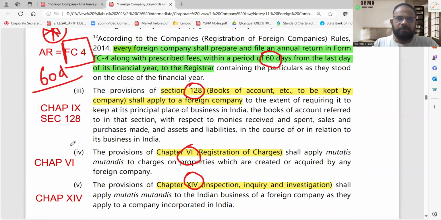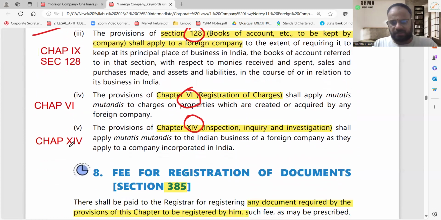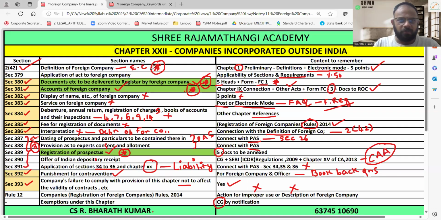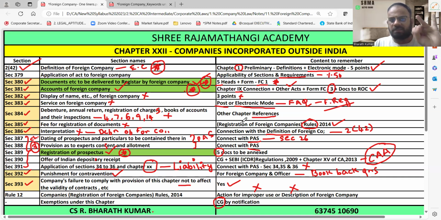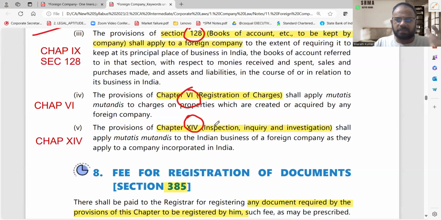As per 128, means books of accounts you will have to maintain. We already covered in chapter 9. Chapter 6, registration of charges will apply. Chapter 14, inspection, inquiry, investigation. If there is any investigation or inquiry, inspection, yes, as per chapter 14, they will do, which we already told in this. If you remember, see this. We have already showed 4, 6, 7, 9, 14 and all we have already told. Okay, that's all is this.